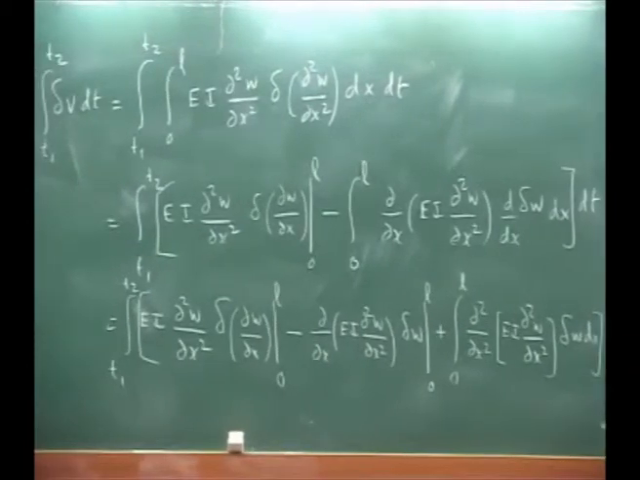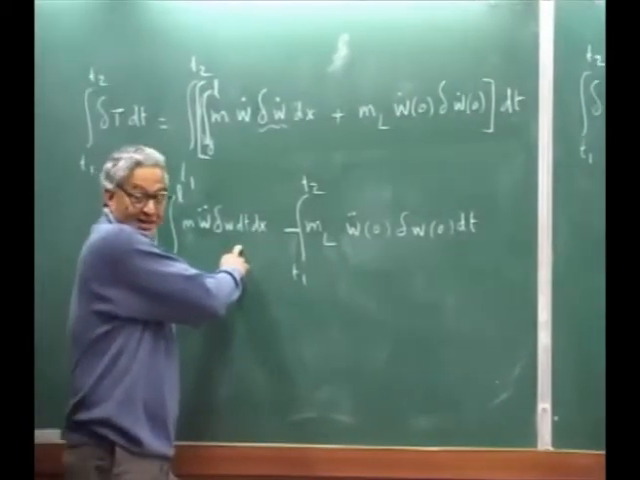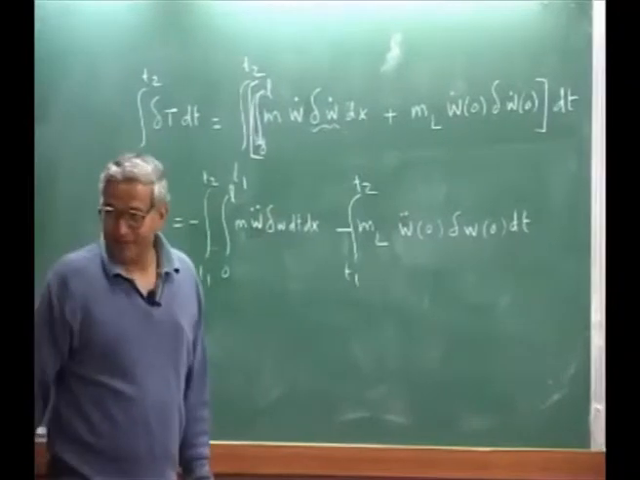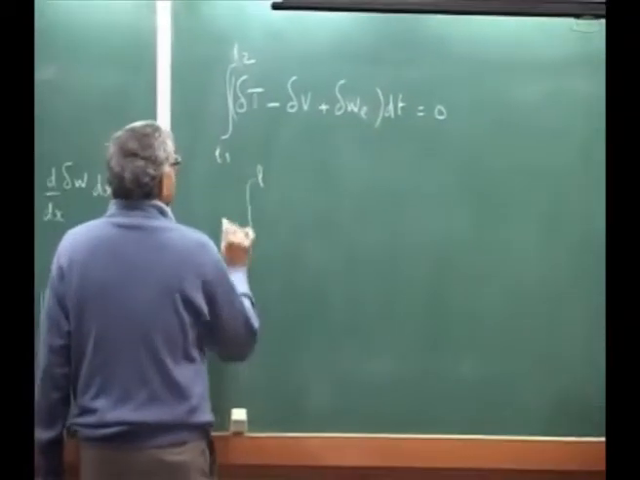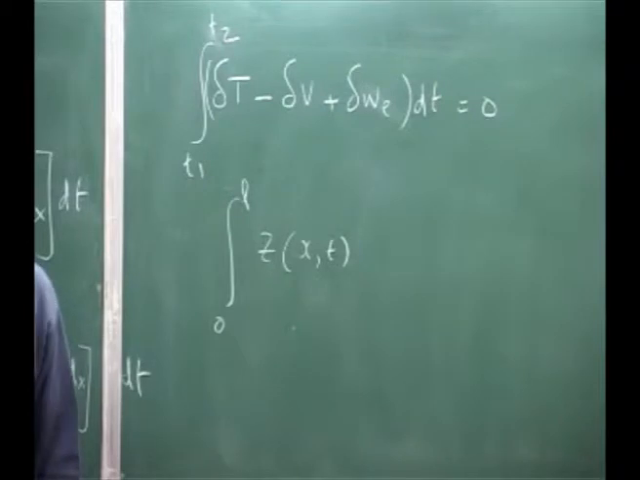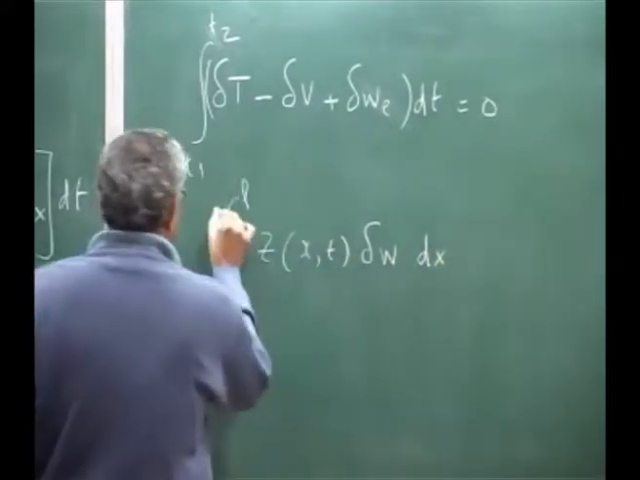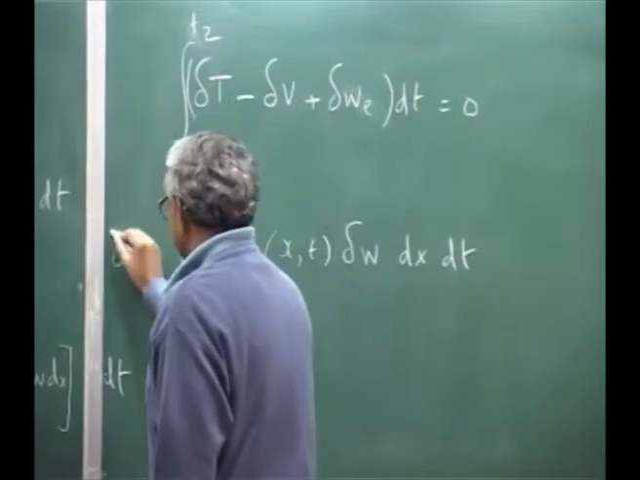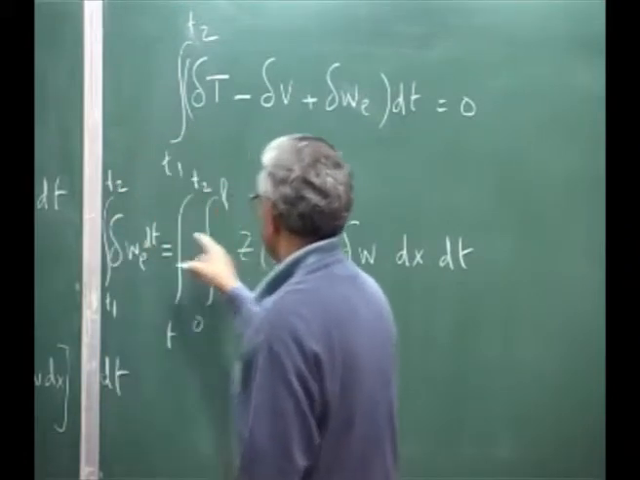So now you have three terms here, and you got here one term, delta T, this is delta V, and you have to write delta WE. Delta WE is a fairly straightforward term, which is integral 0 to L, because we said the loading does not change during the virtual displacement. This is delta W dx, and you have T1 to T2, this is dt, this is delta WE integral T1 to T2 dt.